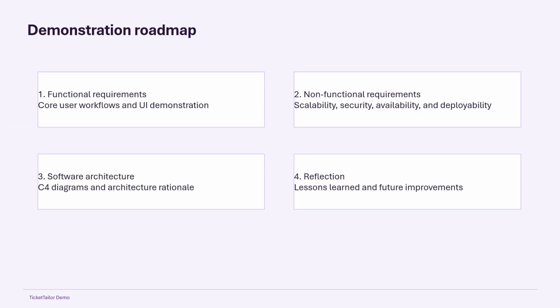This demonstration is divided into 4 main parts. First, we will demonstrate the main functional requirements. Then come the non-functional requirements, including scalability, security, availability, and deployability. After that, we will explain the software architecture. Finally, we will summarize the key lessons learned during the project.